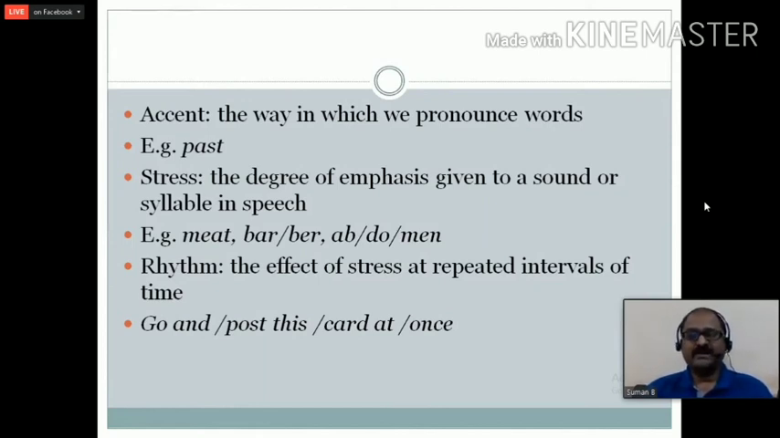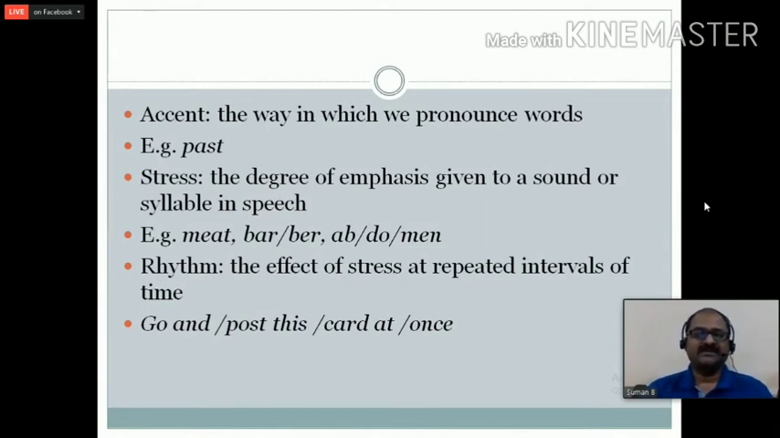But in general, when we apply it to speech, it is the effect of stress at repeated intervals of time. So English is considered a stress timed language. We understand this when somebody pronounces the language correctly. If you notice this example, go and post this card at once, right? If you follow the right stress patterns, this sounds like go and post this card at once, go and post this card at once.